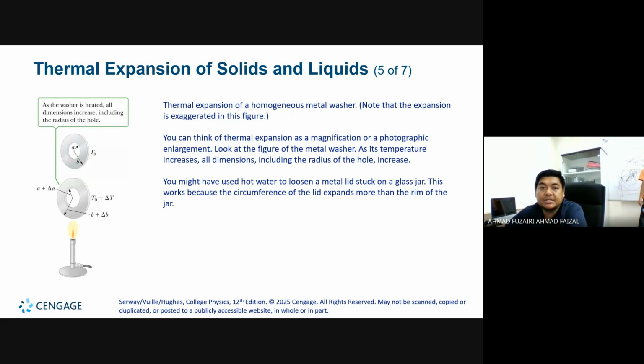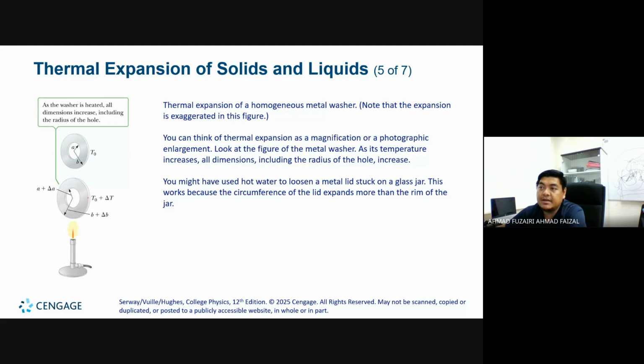Okay, area expansion. The thermal expansion of a homogeneous metal washer, you can think of as a magnification, a photographic enlargement. Look at this side. As the washer is heated, all dimensions increase, including the radius of the hole. You can see here when you apply some heat to the washer, it increases all around.